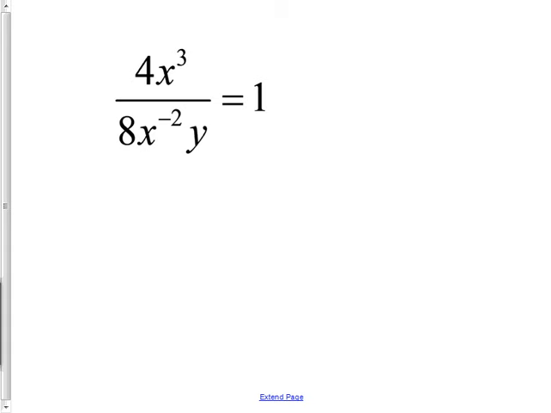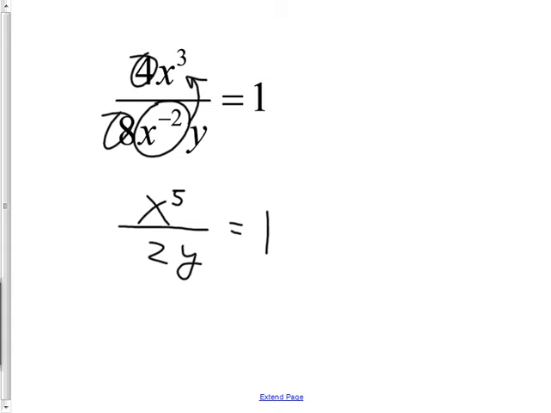Got to do a little simplifying. Whenever you're in a math problem, if you can simplify it, you should simplify it. Factoring sometimes simplifies things, but in this case, we just want to get these up there to join with the other x's, take the 4 and the 8, simplify them a little bit. Final answer would end up being x to the 5th over 2y. There, I simplified it.